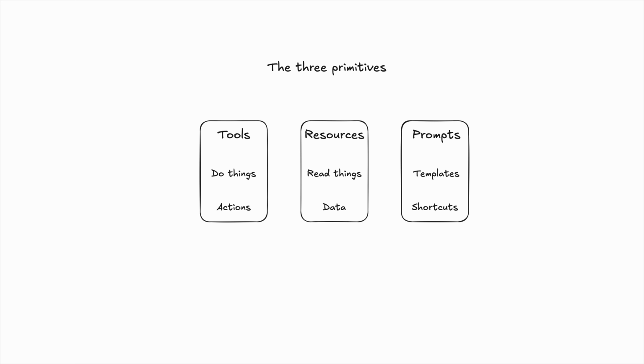MCP gives you exactly 3 ways to expose functionality. First, we have tools. These let the AI do things, actions. Second, you have resources. These let AIs read things, data. And third, you have prompts. These are reusable templates, shortcuts for common workflows. That's it, 3 primitives. But with these 3, you can build anything. Let's look at each one.